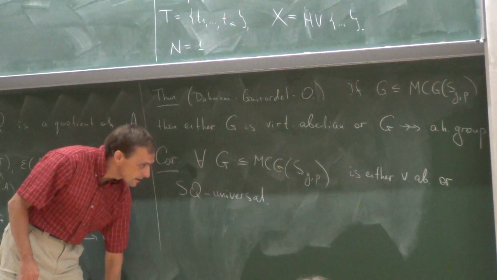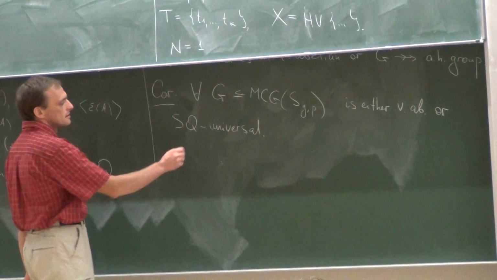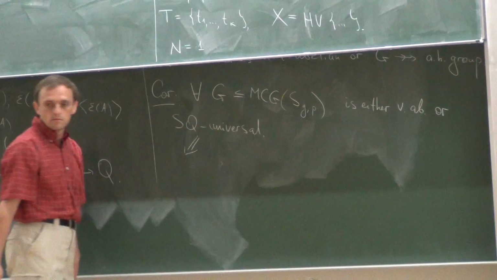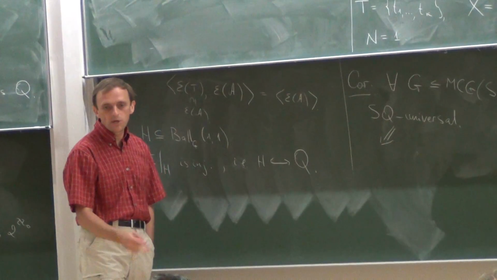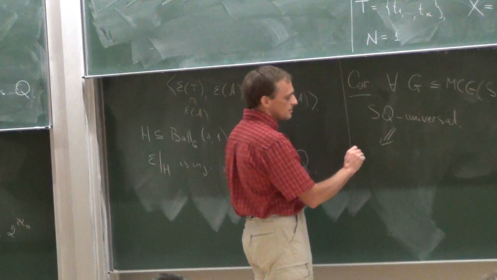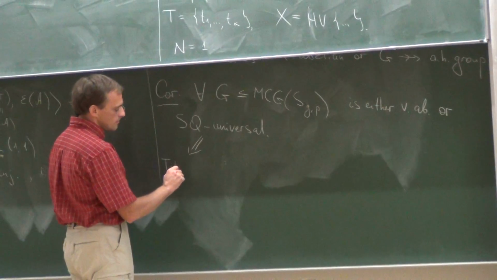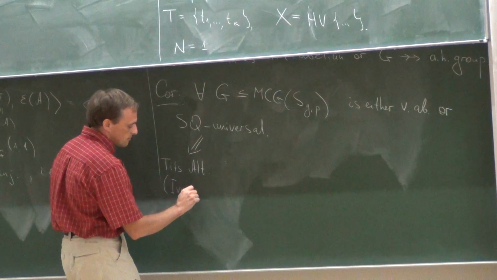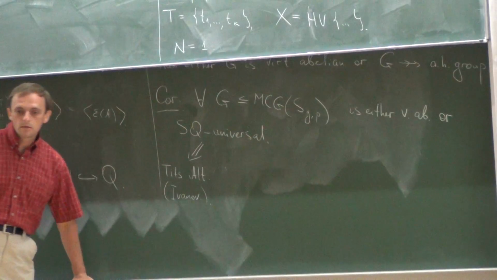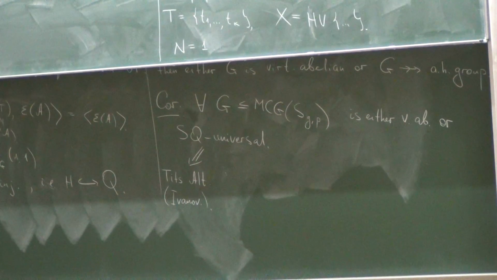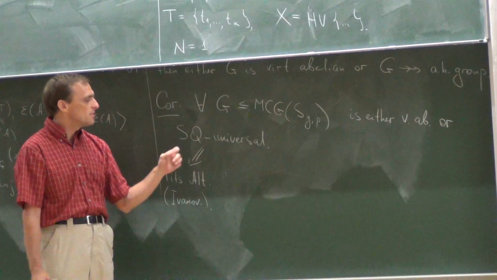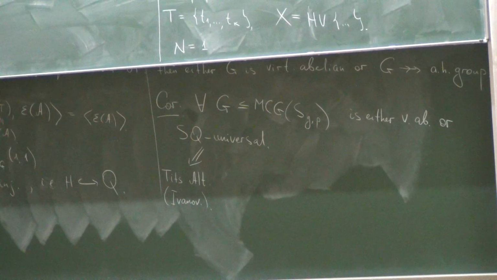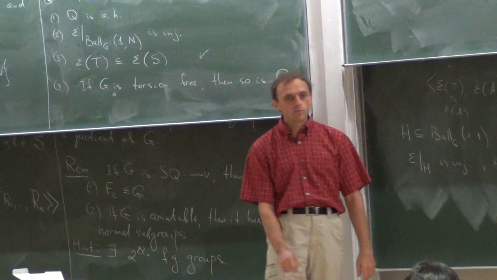So this doesn't sound like a very exciting result, but it implies, for example, several results previously known for mapping class groups. For example, it implies the Tits alternative, which is proved by Ivanov, which in this case says that every subgroup of a mapping class group either contains a free subgroup or is virtually abelian, right? So this is much stronger. It's either virtually abelian or SQ universal, and as I explained, being SQ universal means that the free subgroup is there.